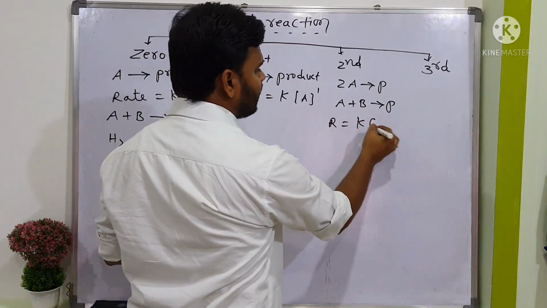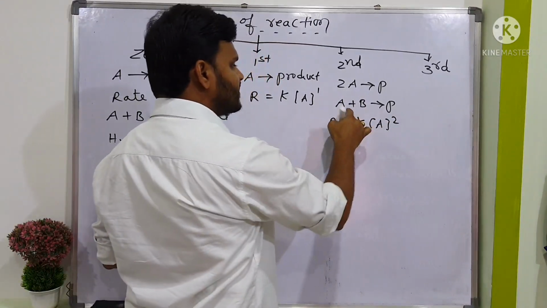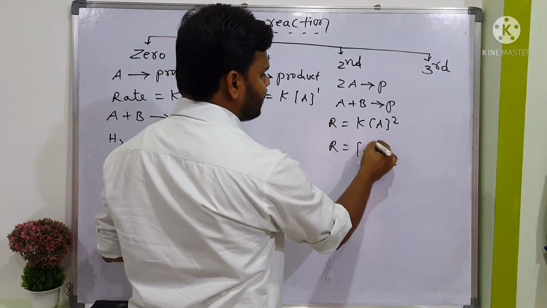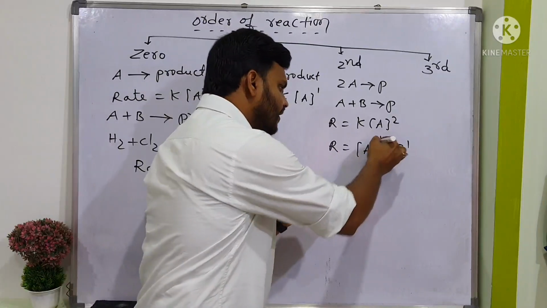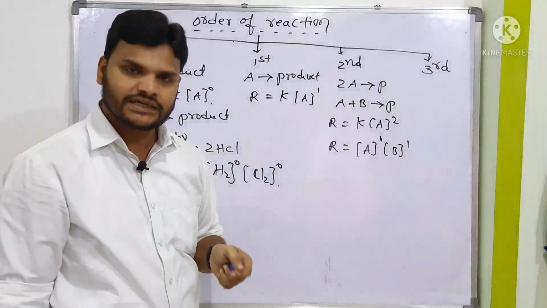R equal to K[A] power 2. For this equation, you can write like this: R equal to K[A] power 1 and [B] power 1. So 1 plus 1 is nothing but second order. Is it clear, my dear students?